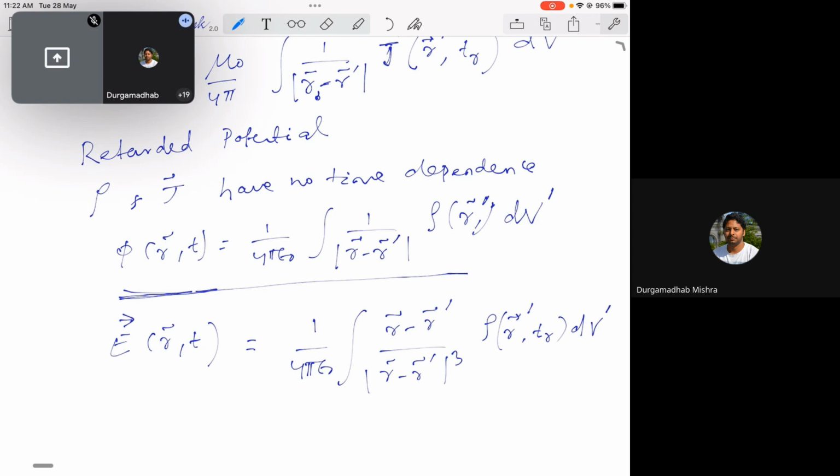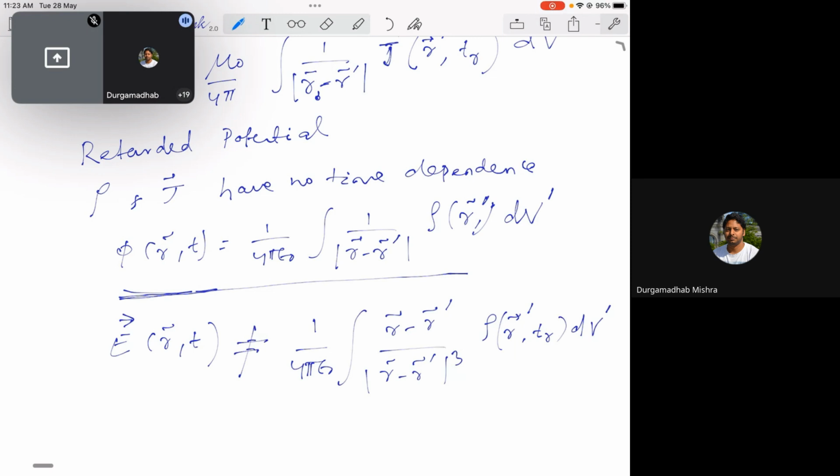No, we cannot just simply write that. This is simply Coulomb's law. This is the expression for the electric field that we get in the case of a static charge distribution. So this is Coulomb's law, but this is not true when this rho has a time dependence. So what will be the form of this electric field and then the magnetic field?